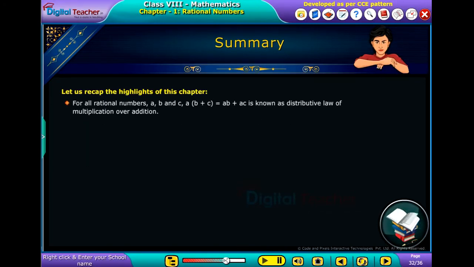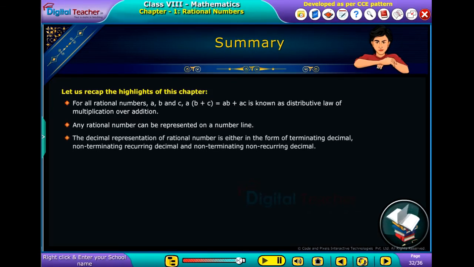For all rational numbers a, b, and c, a into (b plus c) is equal to ab plus ac, known as the distributive law of multiplication over addition. Any rational number can be represented on a number line. The decimal representation of a rational number is either in the form of a terminating decimal, a non-terminating recurring decimal, or a non-terminating non-recurring decimal.